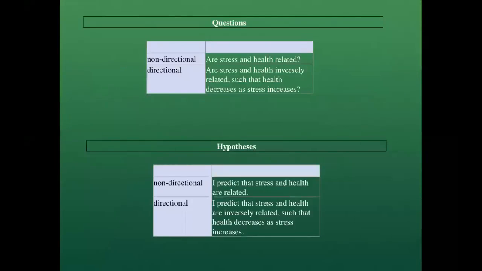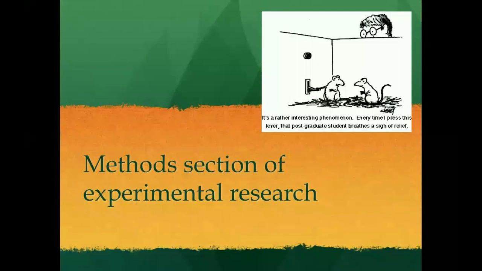Now we're going to talk about the methods section of your experimental research. In the picture there you have the mouse saying, it's a rather interesting phenomenon. Every time I press this lever, that postgraduate breathes a sigh of relief. So here we have a cartoon which kind of explains that in a research project, you have to be careful what is actually doing the controlling and why things happen. You know, it may not be the reason why you think things are happening.